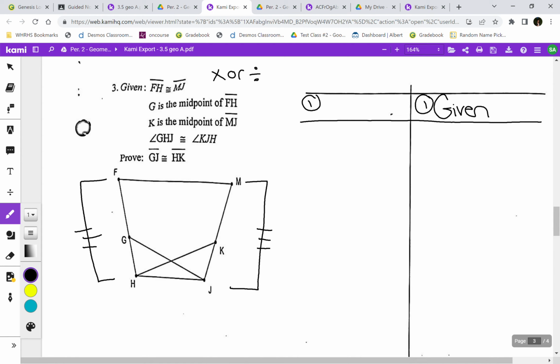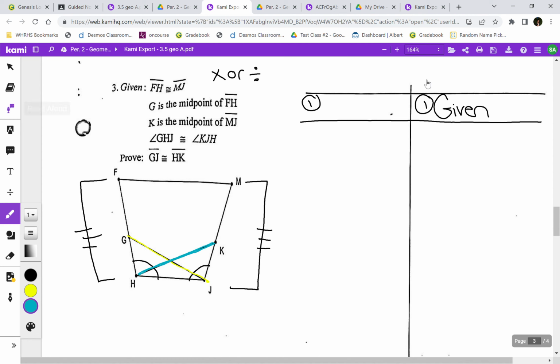Now we're being told that angle GHJ, not triangle, angle GHJ, this angle, is congruent to angle KJH, which is this angle right in there. What is it that we want to prove? I will highlight what we want to prove. We want to prove that GJ is congruent to HK. We need triangles. When we can't prove what we want from the given information, we prove triangles congruent. Which triangles do you think we're going to focus in on?